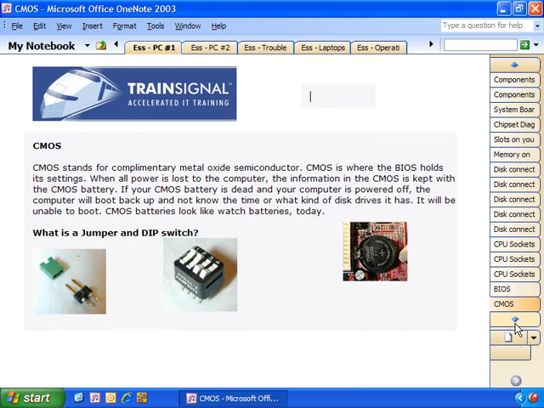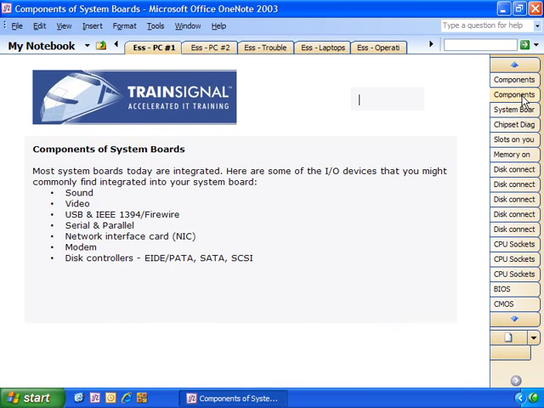All right, let me scroll back down here to the components that we were just talking about. Most system boards today are integrated, as we said. Now here are some of the common I/O devices you might find in an integrated motherboard. First off, you're probably going to find sound integrated. You're not going to have a separate card most likely today. You'll have sound built in your motherboard. You'll have video built into your motherboard.